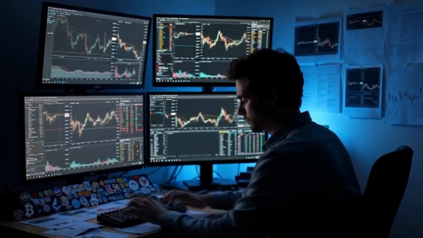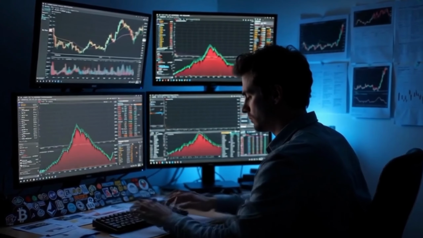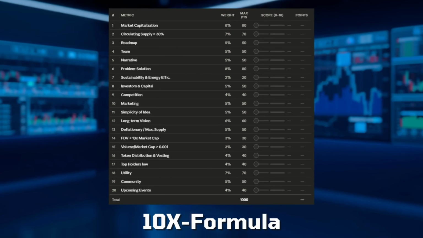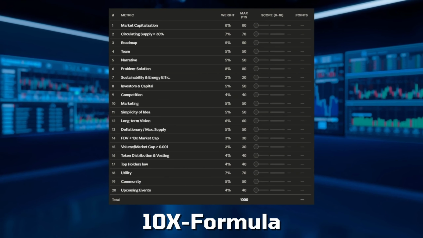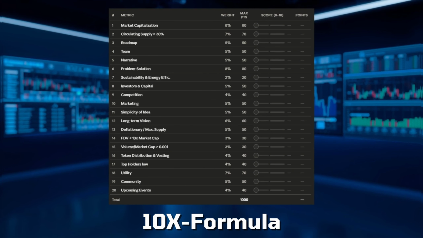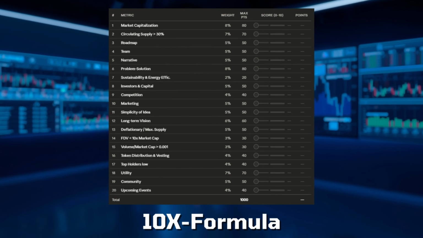However, I always analyze altcoins based on my 20 key metrics, together with a clear percentage score at the end. And today we're going to take a look at this exact analysis model step by step. If you understand these 20 key metrics, you'll be able to understand my channel and my analyses much better.